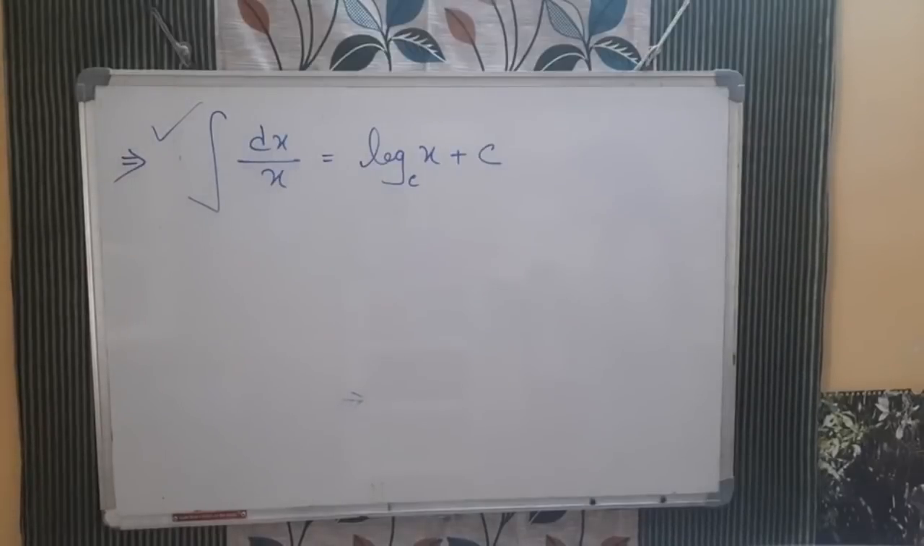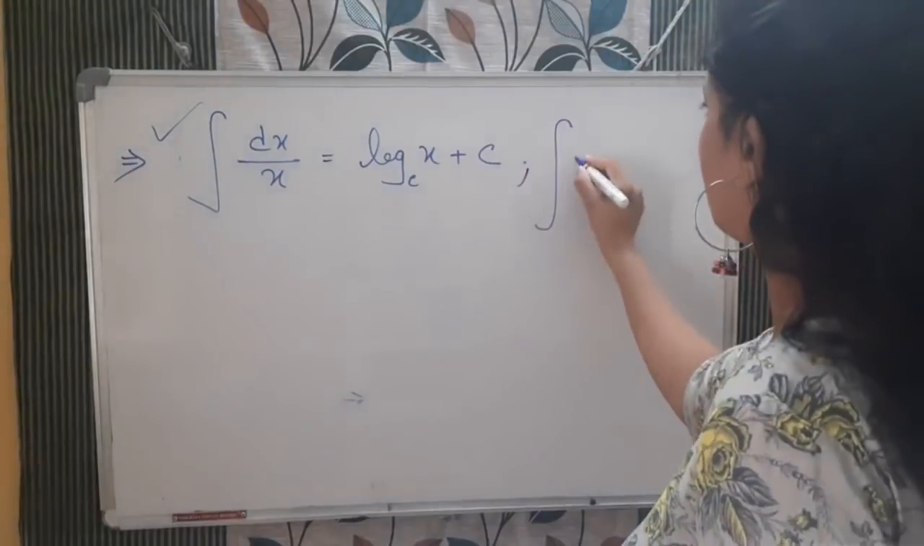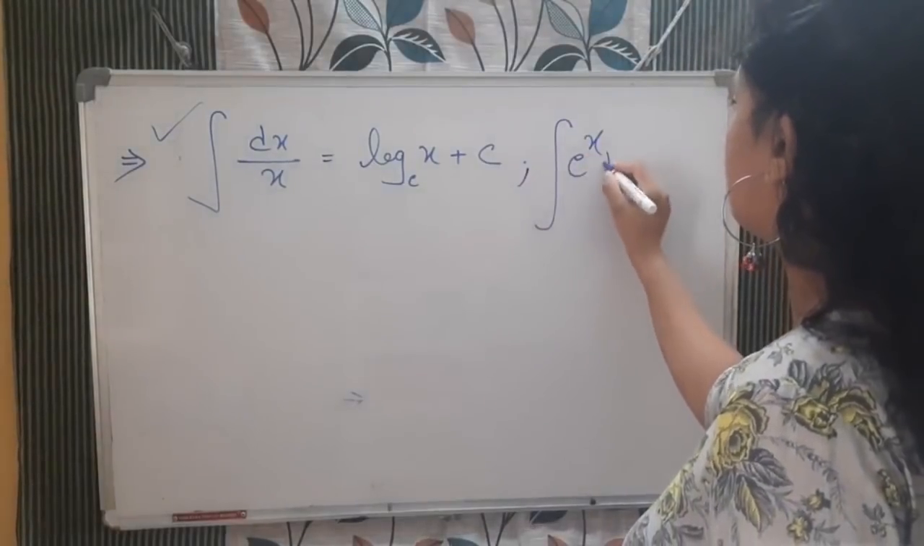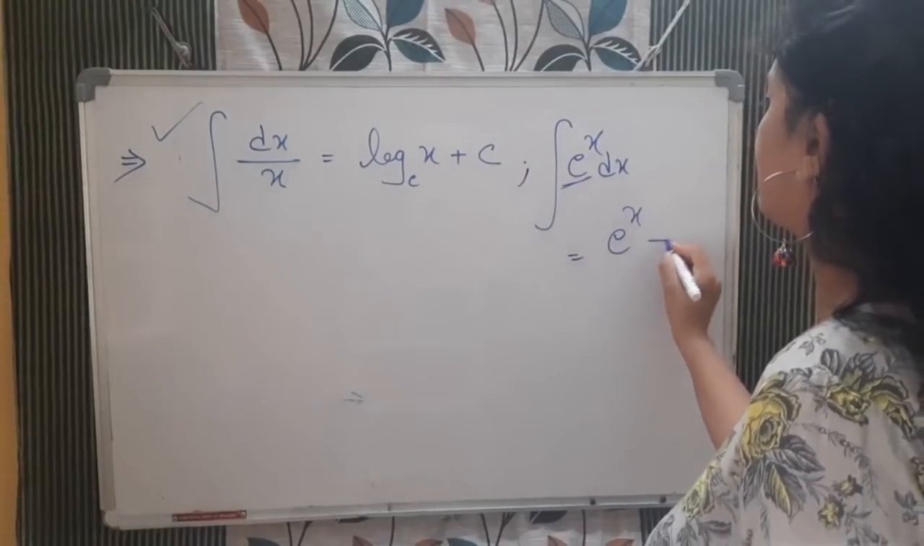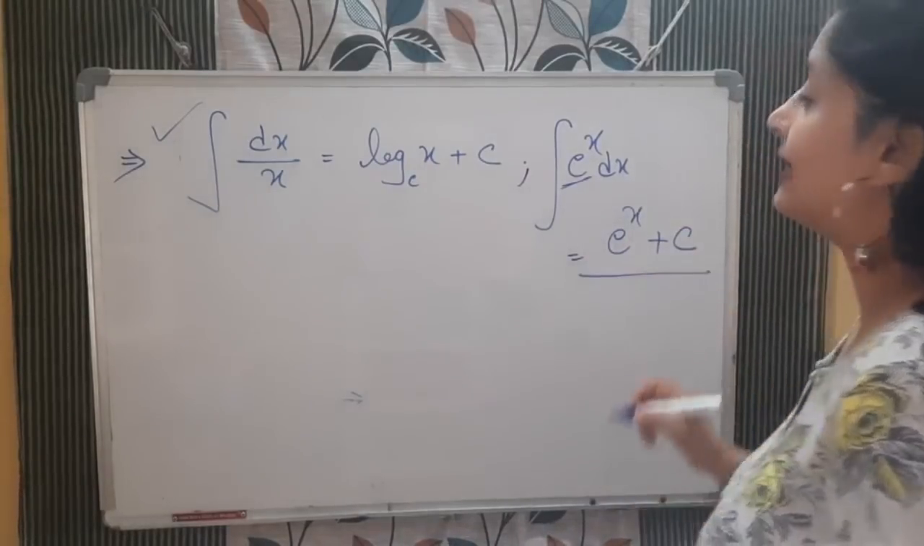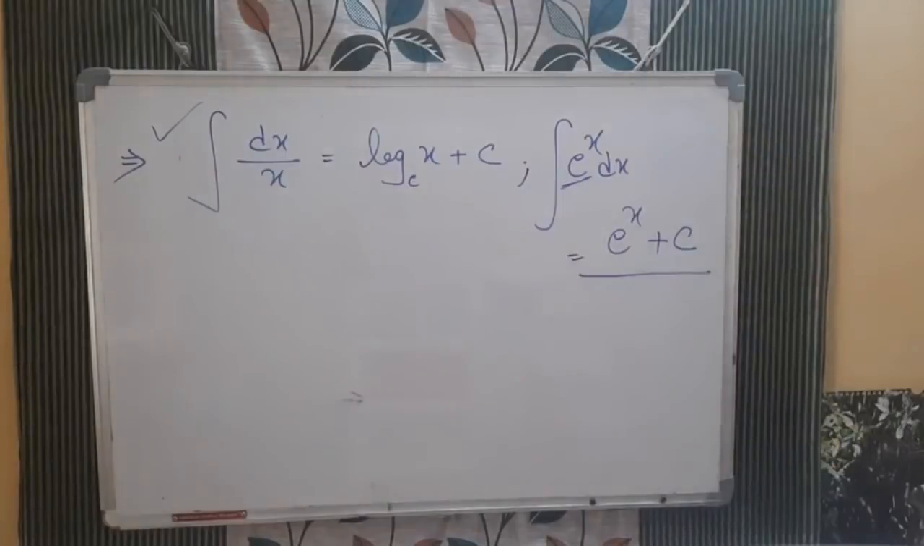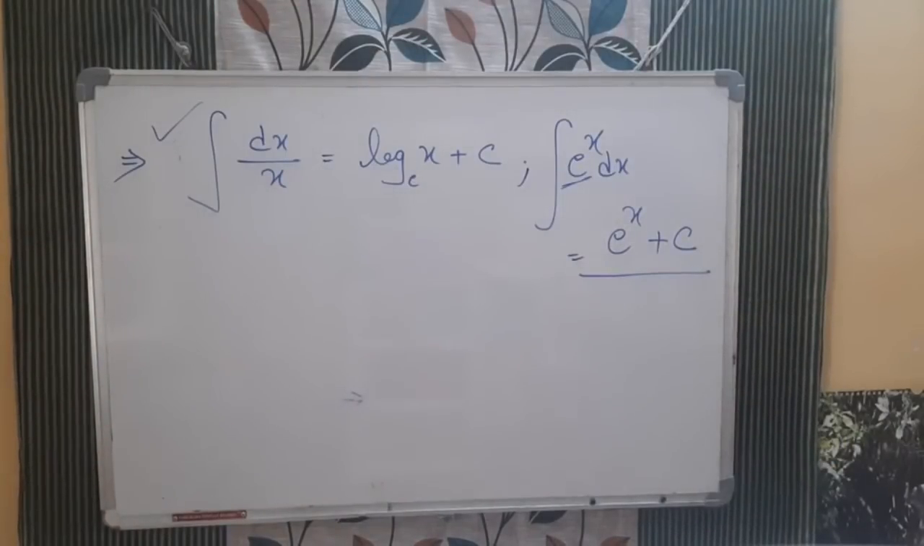C is what? Constant. Again, if there is e raised to the power x, next formula, if it is dx, so what will happen? It will be as it is, children, e^x plus c. Constant. It will be as it is. If we are doing integration of exponential function, it will be the same. It will be as it is.